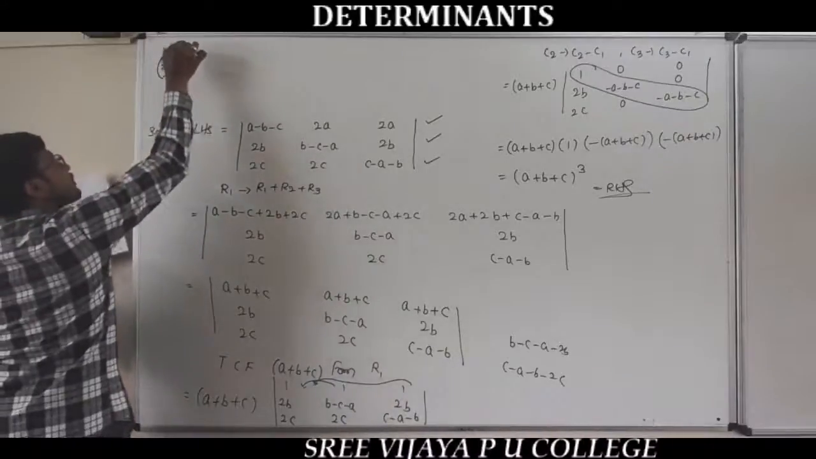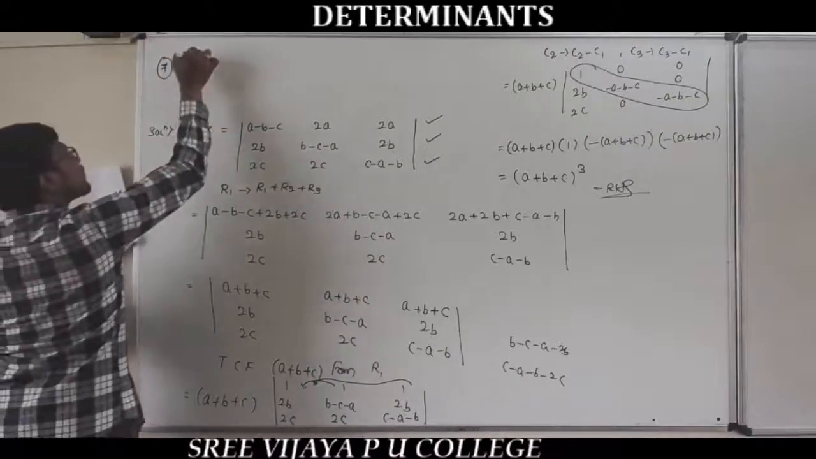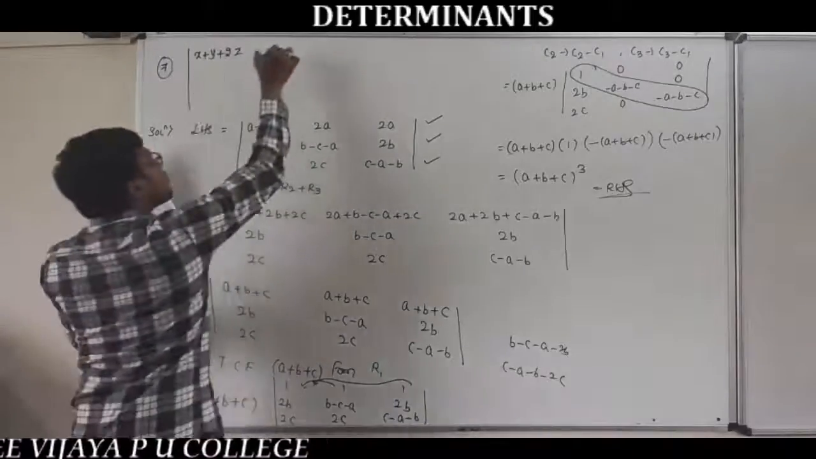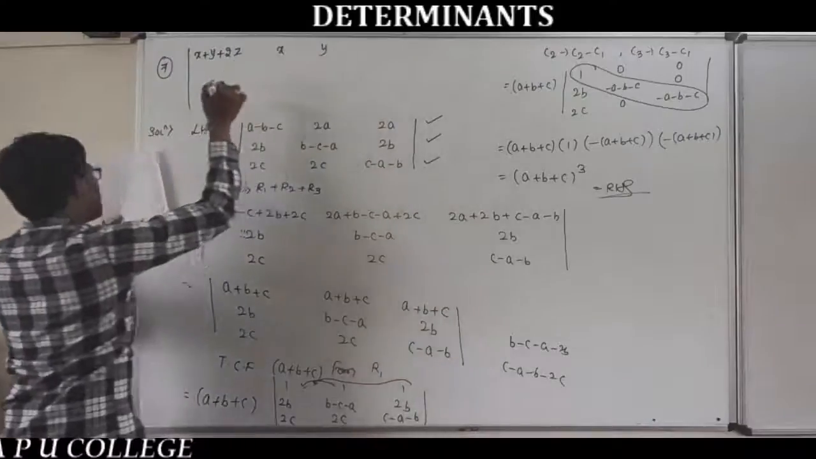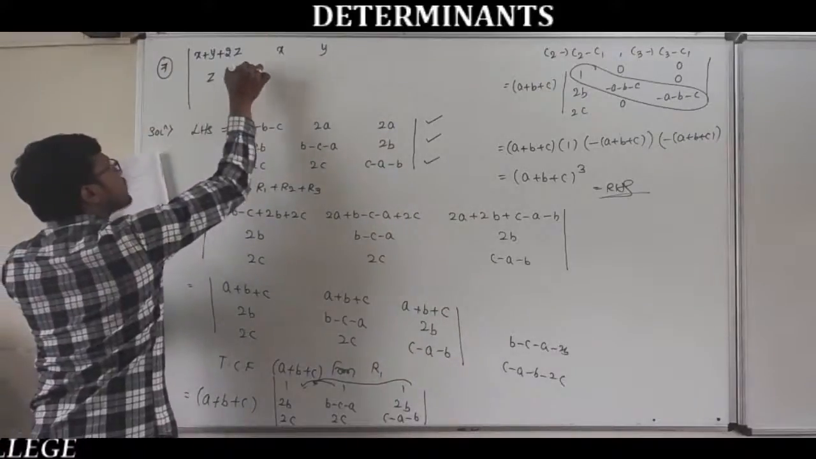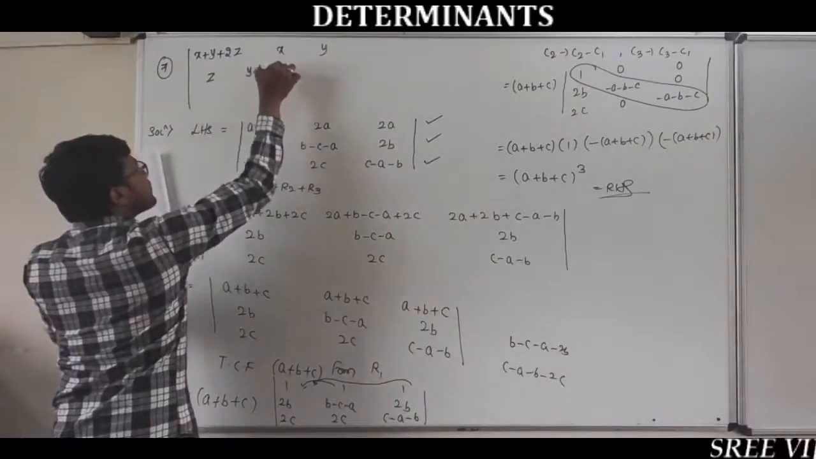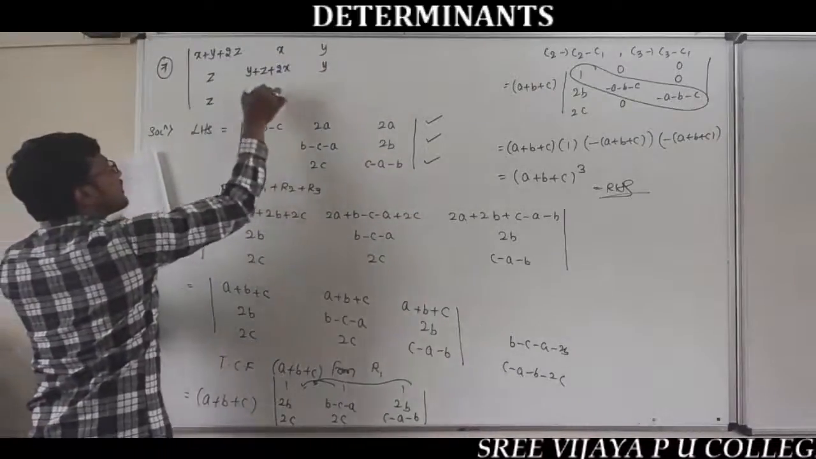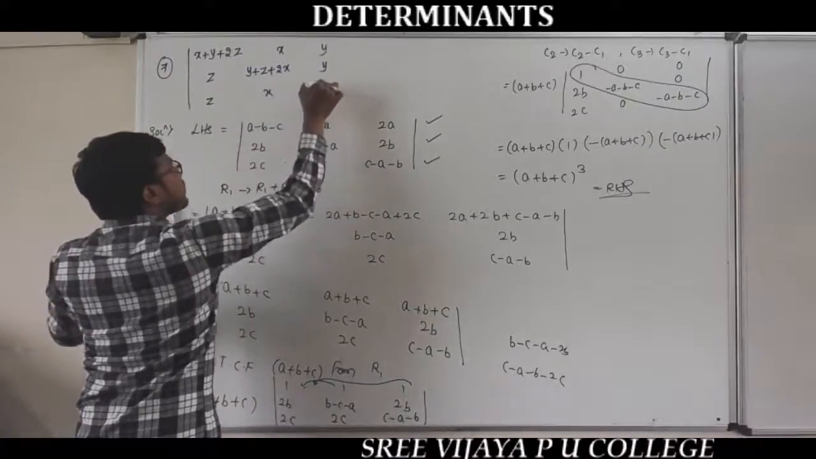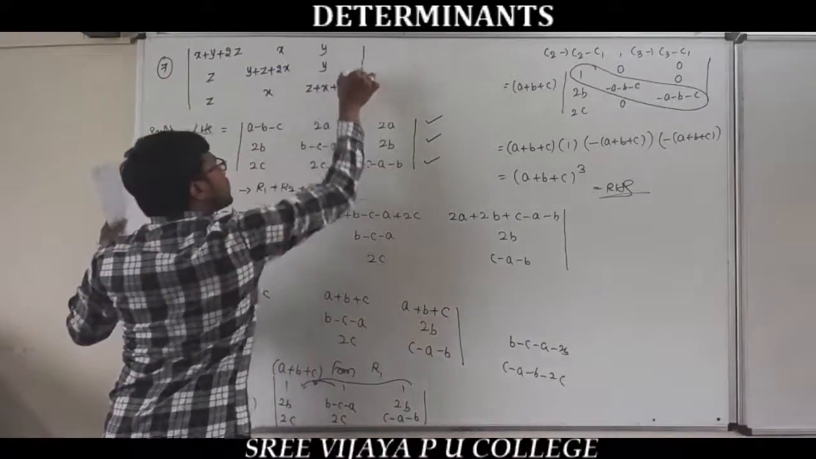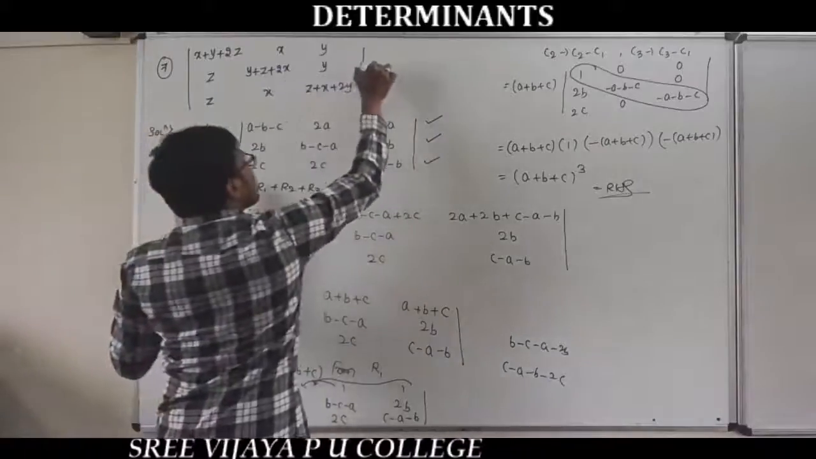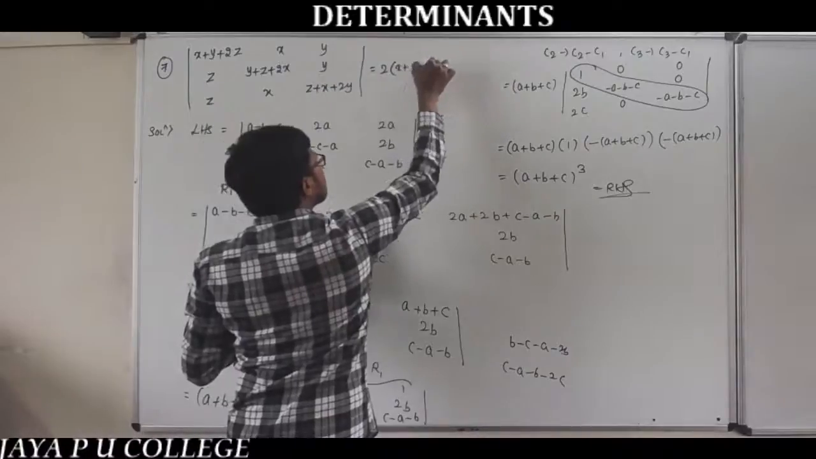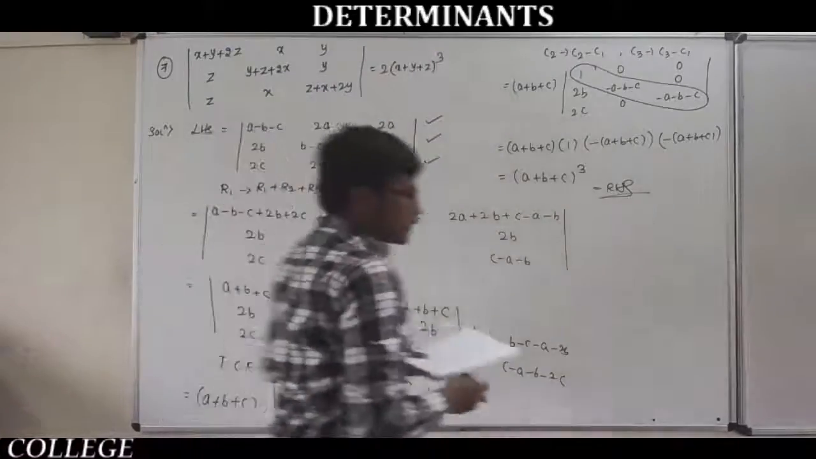Seventh one. Determinant of x plus y plus 2z, x, y; z, y plus z plus 2x, y; z, x, z plus x plus 2y will be equal to 2 times of x plus y plus z whole cube.